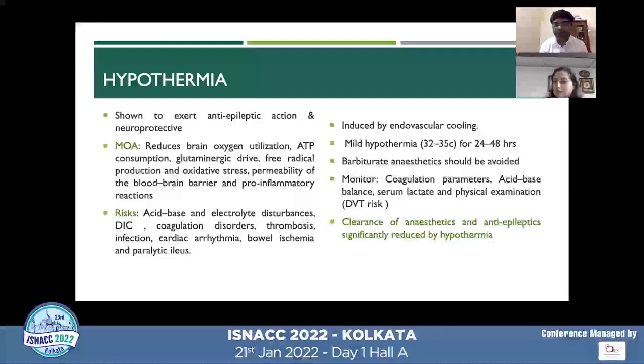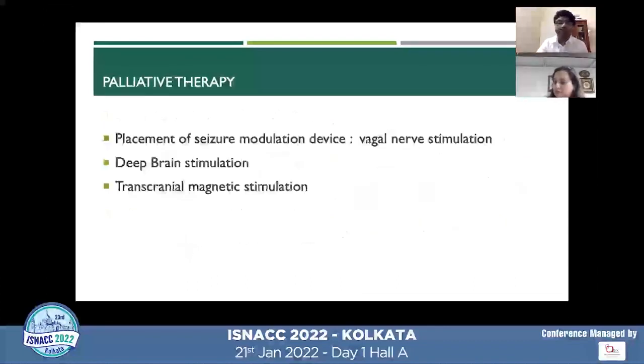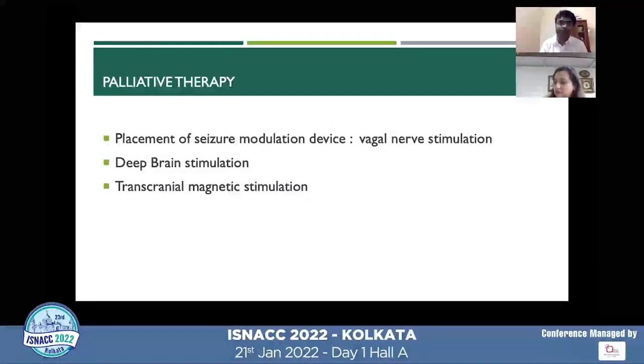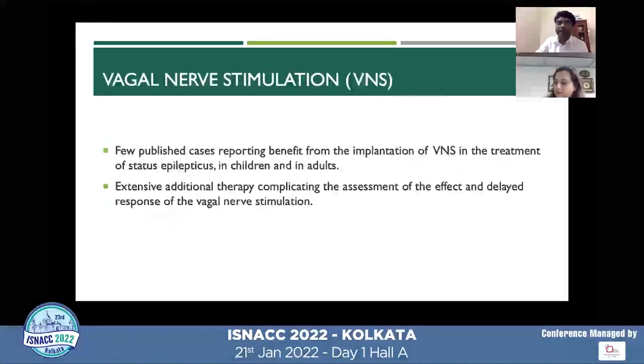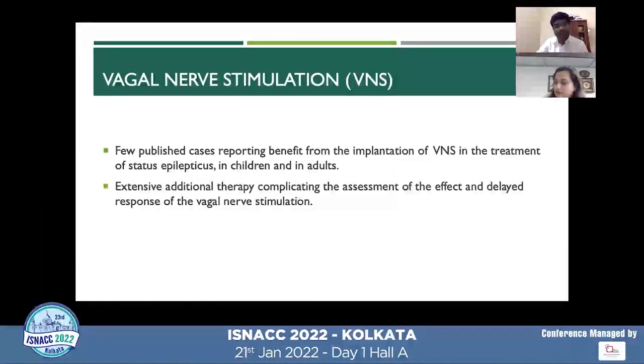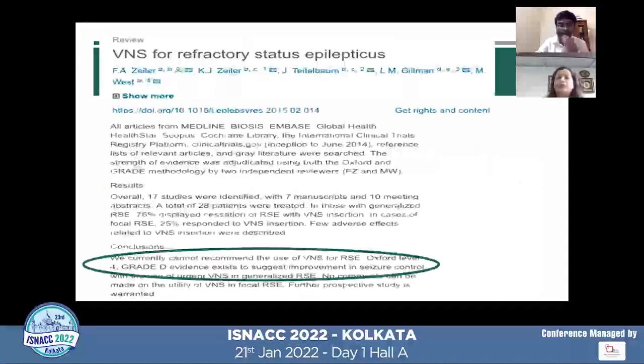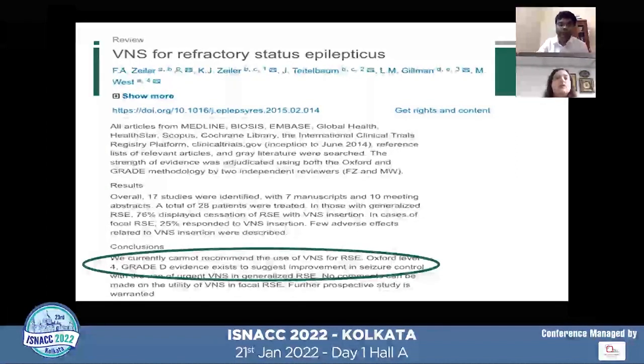And we, being anesthetists, should know that the clearance of anesthetics and anti-epileptic drugs is usually reduced with hypothermia. What are the other palliative therapies? Vagal nerve stimulation, deep brain stimulation, and transcranial magnetic stimulation. There are dismal results in epilepsy and not much data in support of transcranial magnetic stimulation. For vagal nerve stimulation, there are a few case reports on its use in the treatment of status epilepticus. However, the other additional therapies complicate the assessment of whether it is the effect of vagus nerve stimulation or other therapies. In a review by Zeiler et al. in 2015, they could not recommend the use of vagal nerve stimulation for refractory status epilepticus.